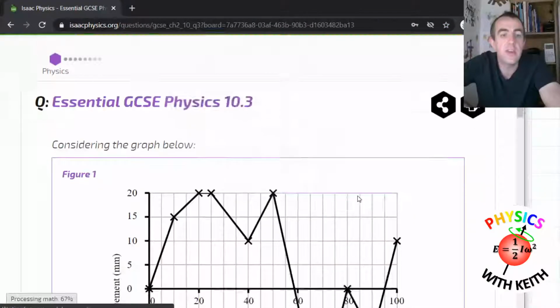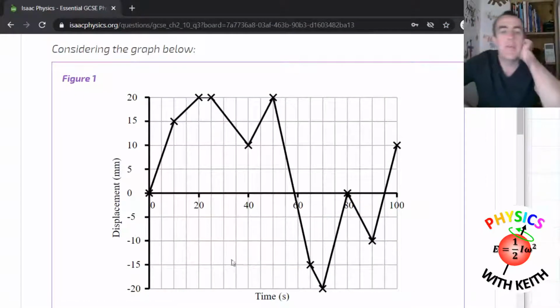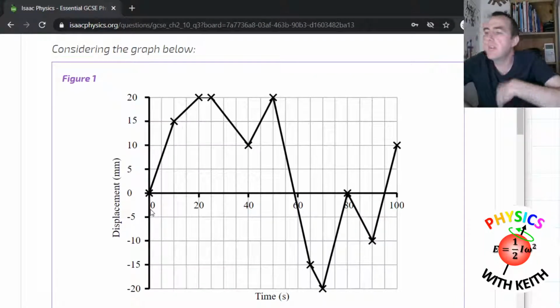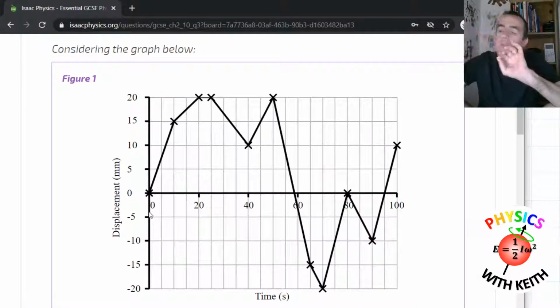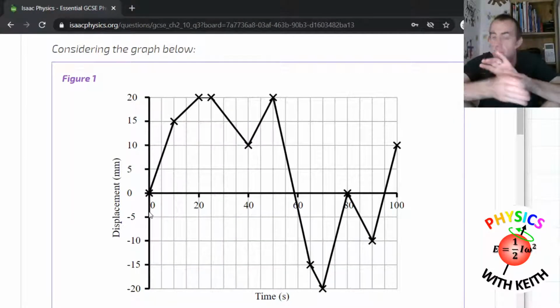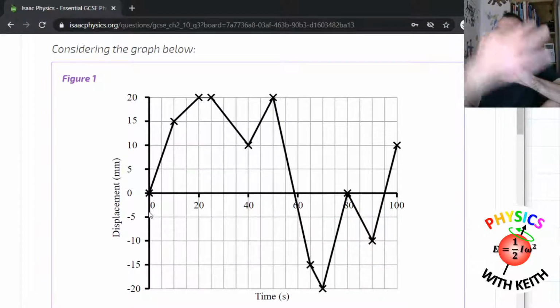So the displacement time graph, here we have it. We've got displacement on the y-axis. Remember, displacement is just a distance that you've travelled, but in a particular direction. Sort of a straight line from starting point to finishing point as the crow flies. That's what the displacement is. The thing we call displacement carries with it information about how far, but also which direction a point is displaced from an origin.